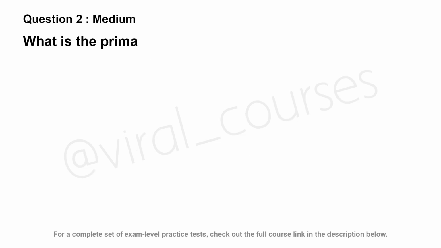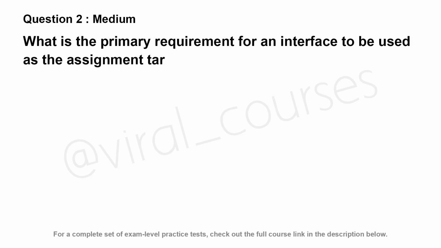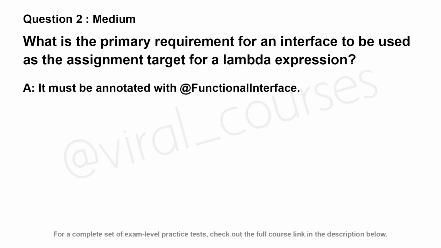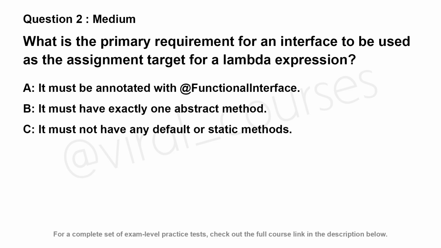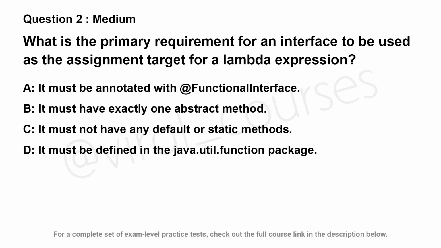What is the primary requirement for an interface to be used as the assignment target for a lambda expression? Option A. It must be annotated with @FunctionalInterface. Option B. It must have exactly one abstract method. Option C. It must not have any default or static methods. Option D. It must be defined in the java.util.function package.